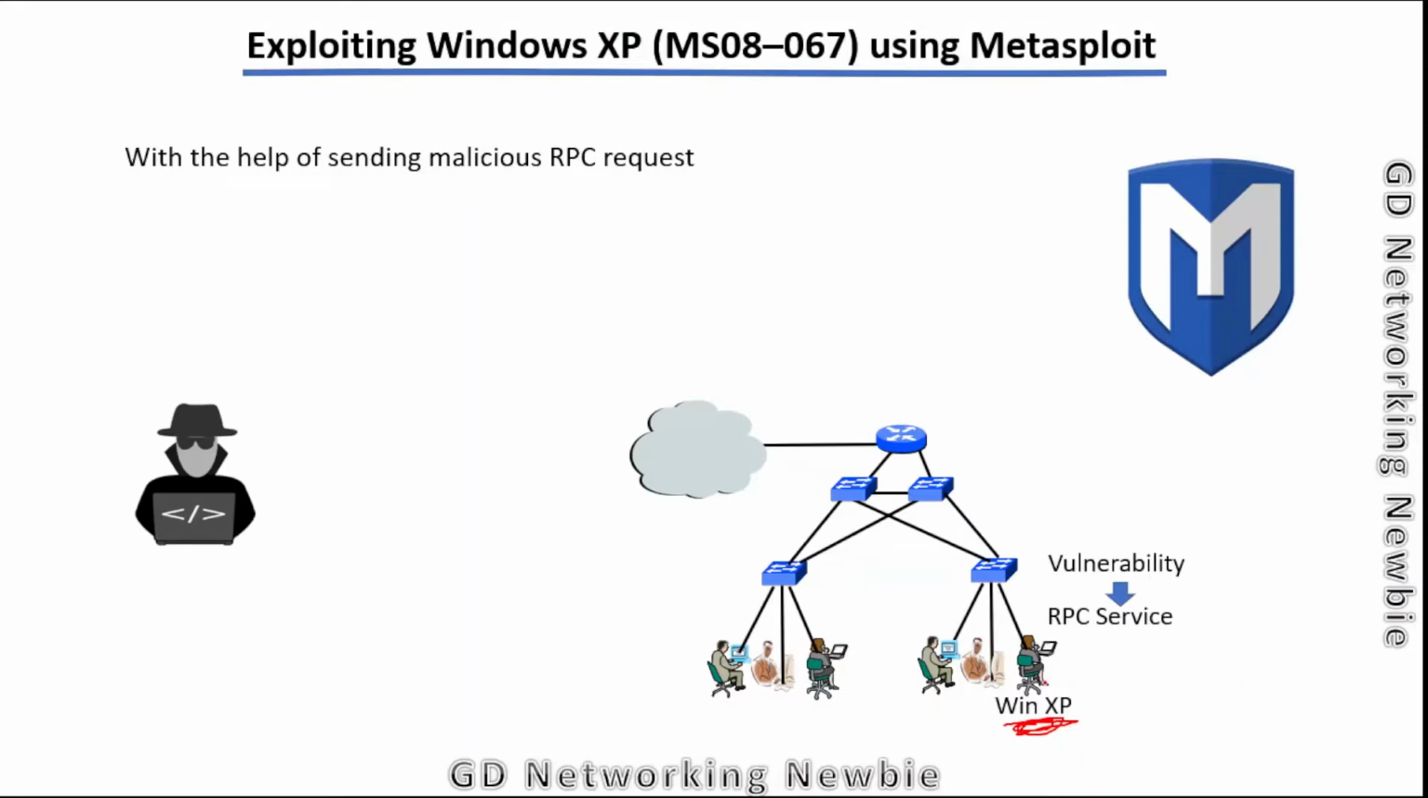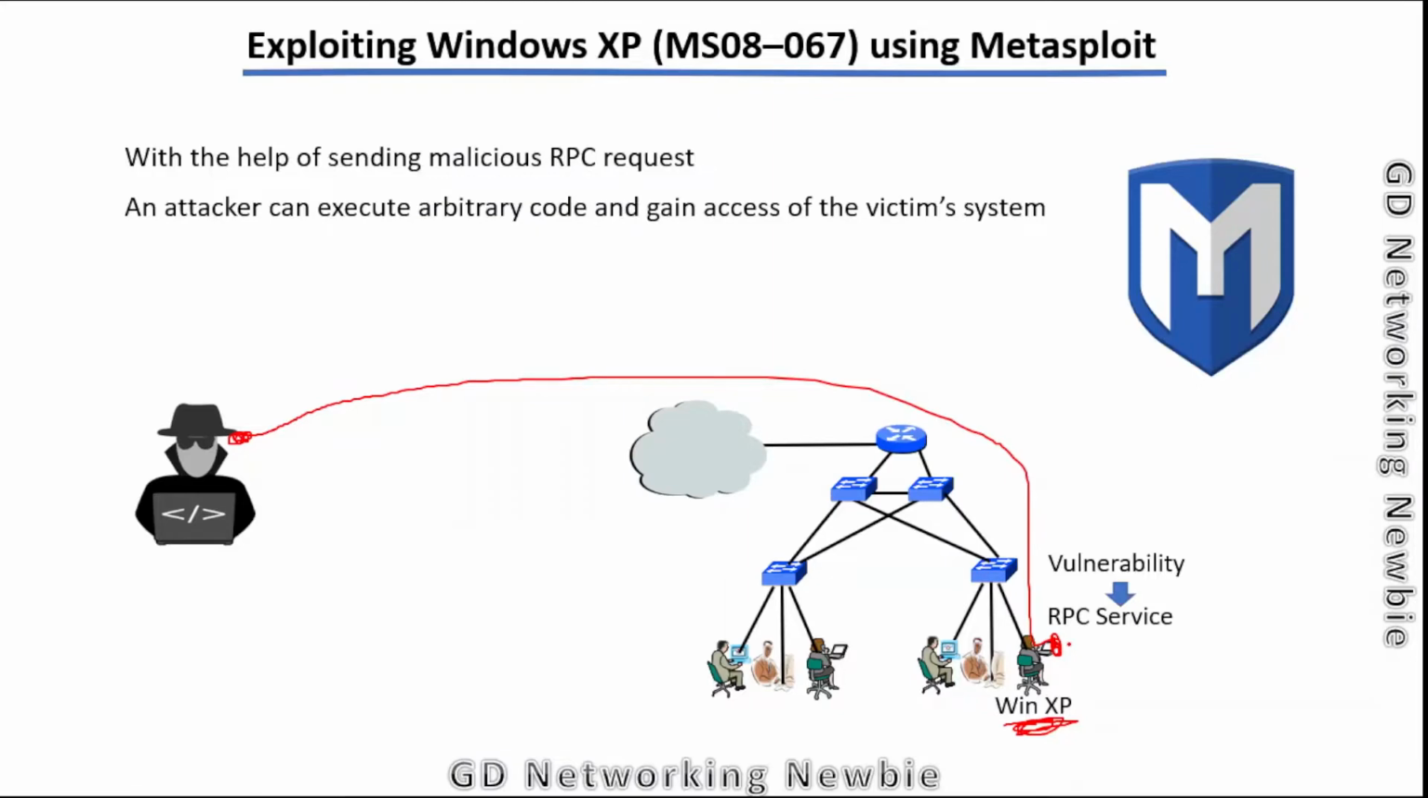So for example, here in Windows XP this is the vulnerability, and a hacker who knows about it can send a malicious RPC request to this Windows machine, and with that an attacker can execute arbitrary code. By executing that code the attacker will have access to the victim's machine. Just because of this vulnerability they can access it, and this vulnerability is also available in systems like Windows 2000 and Windows 2003 as well.